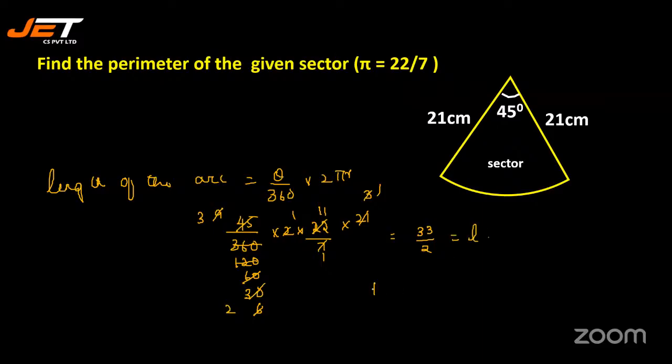of the arc. So now what is the perimeter? Perimeter is nothing but L plus 2R. That is 33 by 2 plus 2 into 21. 2 2s are 4, 2 1s are 2. So 33 plus 84 by 2, which is 117 by 2 centimeter. All right.